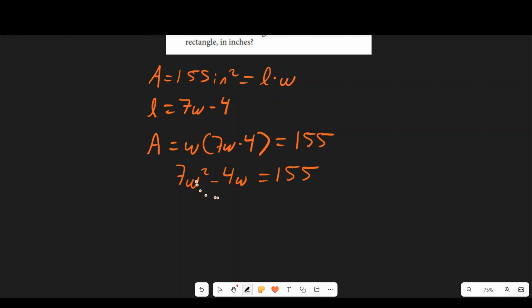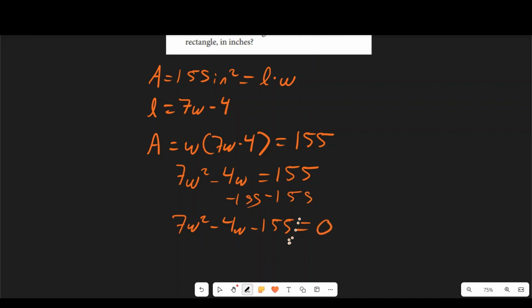This means this equation is a quadratic equation, meaning it will have two solutions. In order to solve a quadratic equation, we need to set one side of the equation to 0 and gather all of our variable terms on the other side, which we kind of already did. So let's first start by setting the right side to 0: we subtract 155 on this side. Then we get 7W squared minus 4W minus 155 is equal to 0.